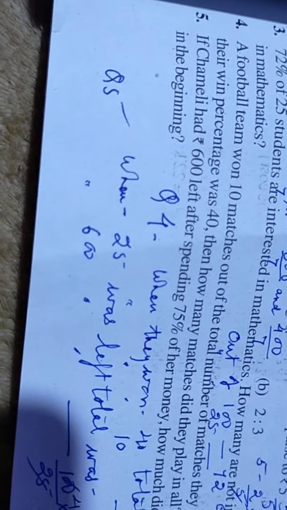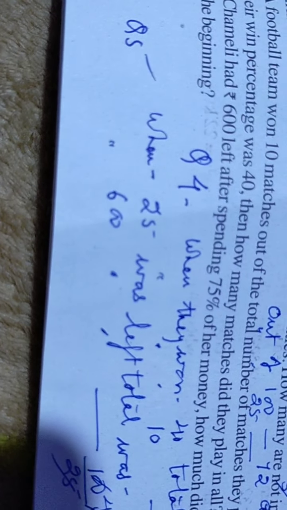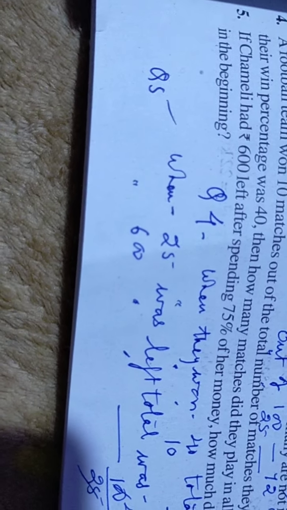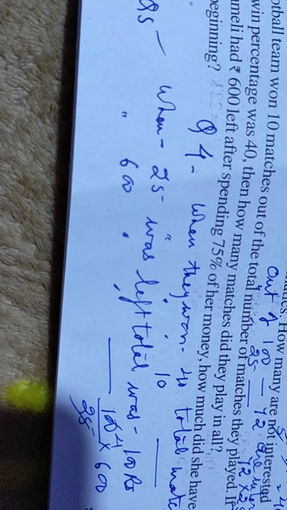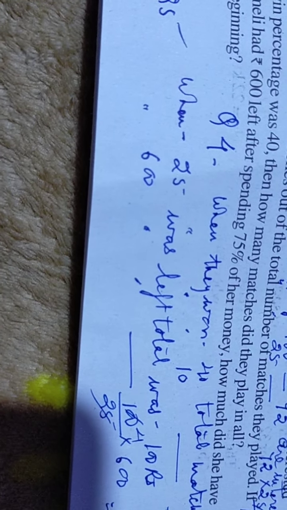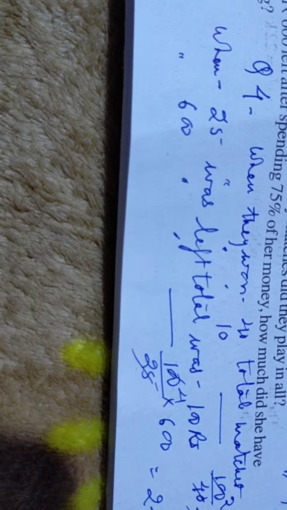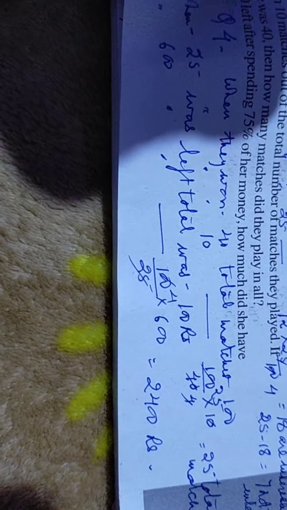Question number 5. Dekhi. If Chameli had 600 rupees left after spending 75% of her money, how much did she have in the beginning? So, uske paas jo hai, kitna bache? 75% usne kharch kar diye to bache kitne, 25. Jab total the 100 to 600 bache, jab total the 100 upon 25 into 600 is equal to 2400 rupees. Initially she had 2400 rupees.